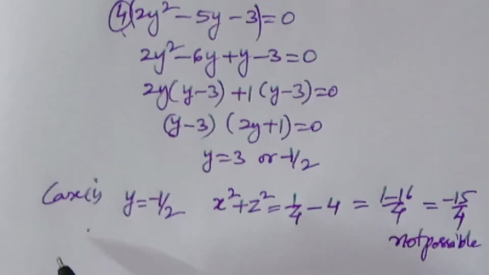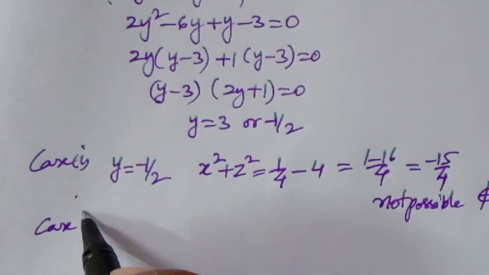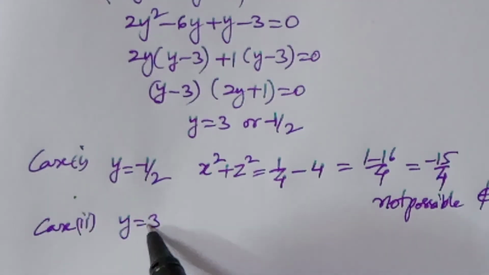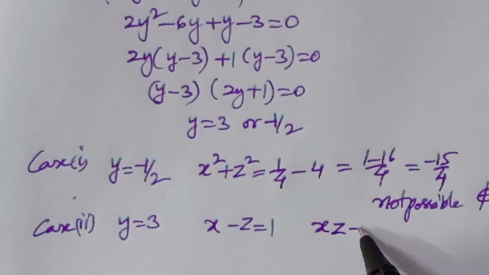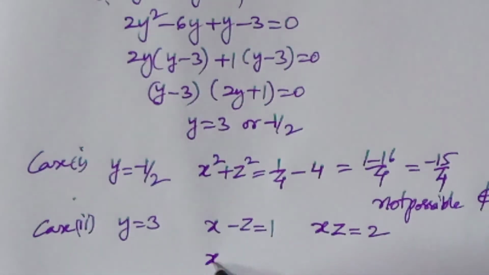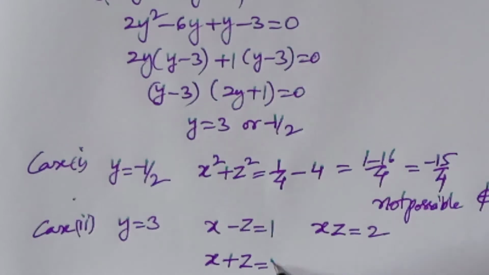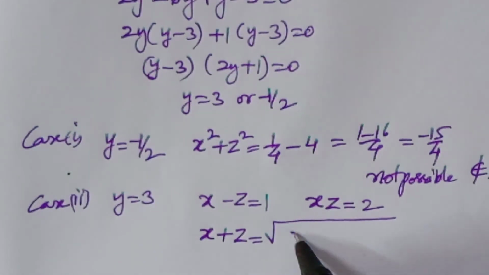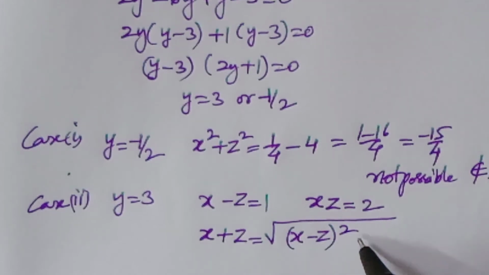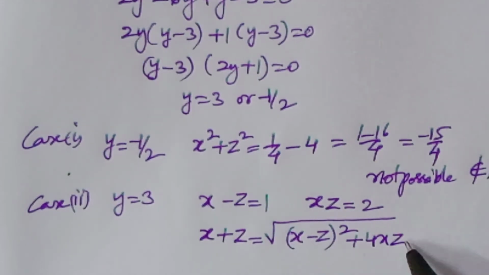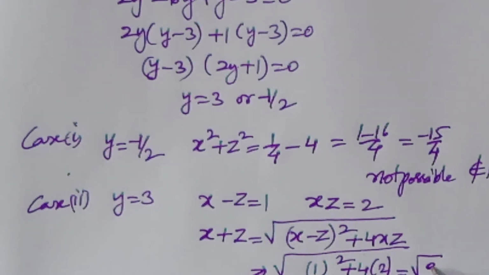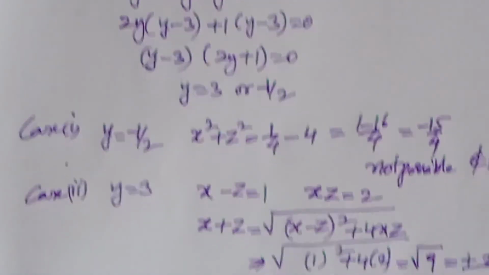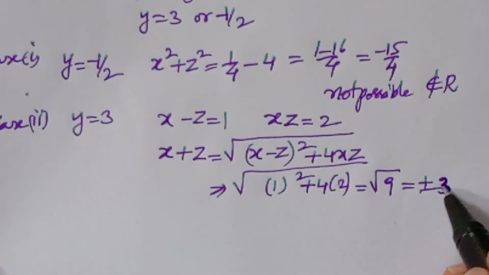Now if you take case 2, y is equal to 3, x minus z is equal to 1, xz is equal to 2. From this you can find the x plus z value. x plus z is equal to the square root of x minus z whole square plus 4xz. So here you will get the square root of 1 square plus 4 into 2, that is square root of 9, that is plus or minus 3.